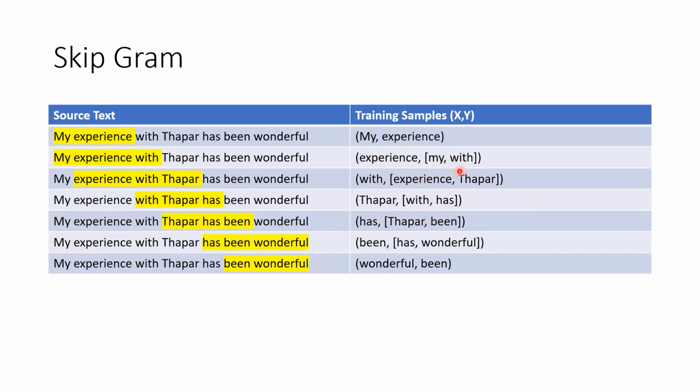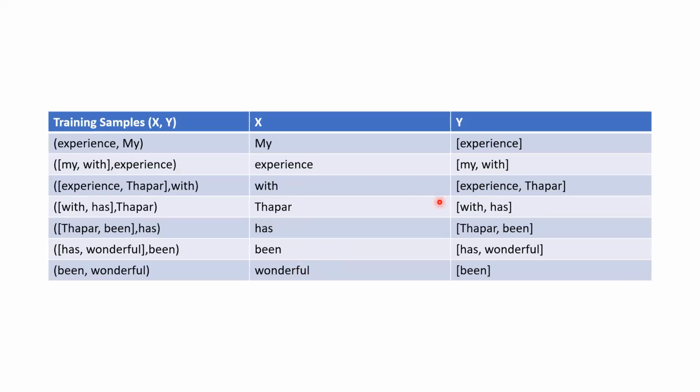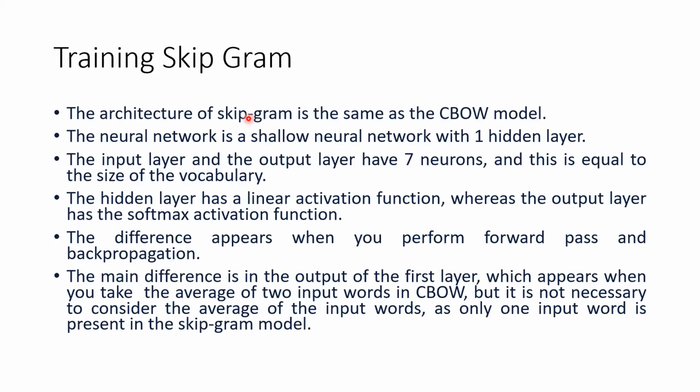So I hope you understand what's happening here. Then that has been segregated into x and y columns. So my experience with Thapar, all these singular words are the x part now, and the prediction is the surrounding words: experience, my, with, experience, Thapar. So all these are the output words. So you have to predict all these. So similarly, I mean the architecture will be nearly same.